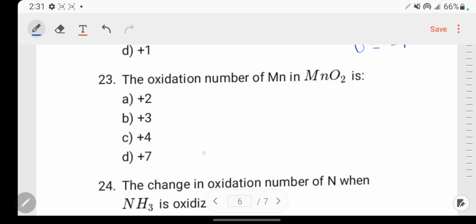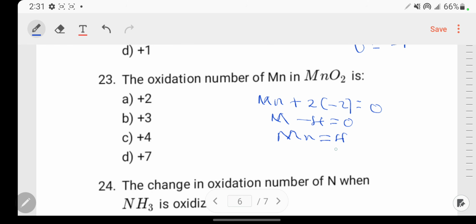23. The oxidation number of Mn in manganese oxide is. For this one, we are going to do the same with the charge. So we have Mn in the compound, then we have +2. How many oxygens? We have the charge of oxygen, -2, should be equal to 0. So we have Mn, then 2 by -2 will give us -4 should be equal to 0. Mn should be equal to +4. So the answer there is +4.